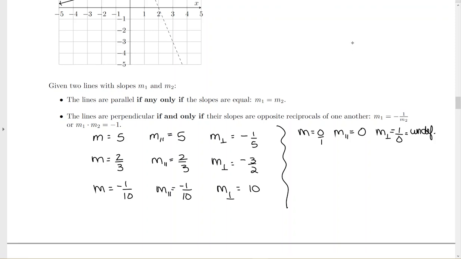All right, so think about what's going on here. If I have a line that has a slope of 0, it's some horizontal line. And in order for a line to be perpendicular to that, it's going to be one that's straight up and down, vertical. So the slope of the vertical line is undefined. The slope of a line that's horizontal is slope 0.